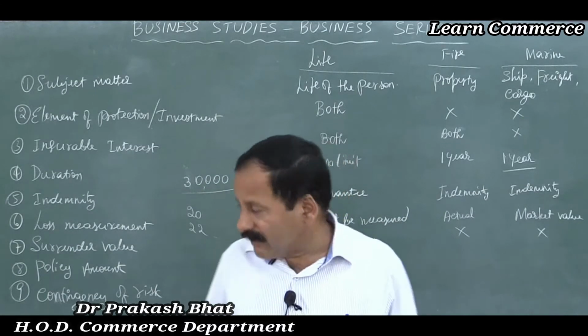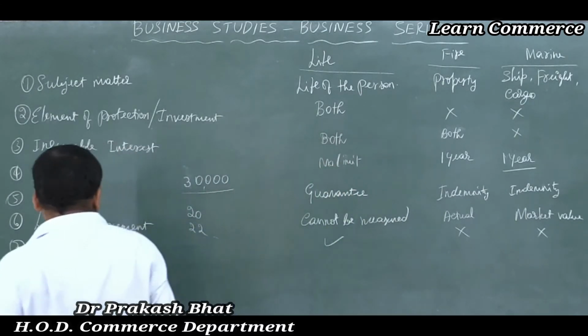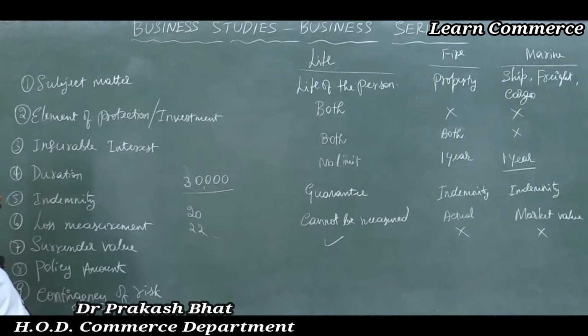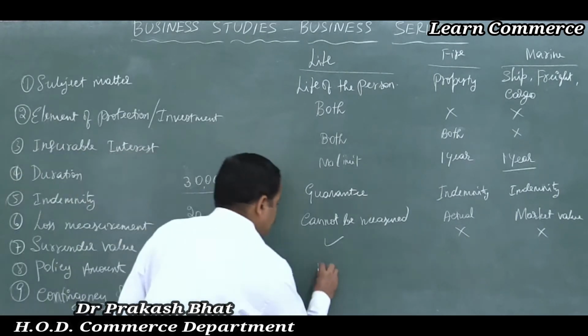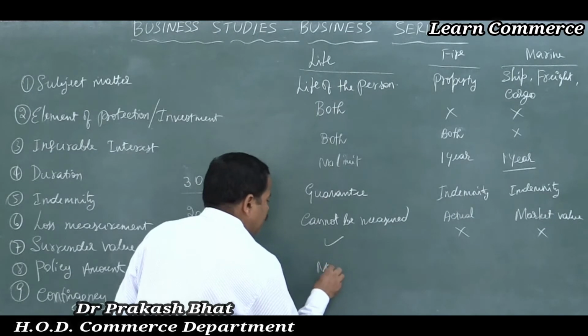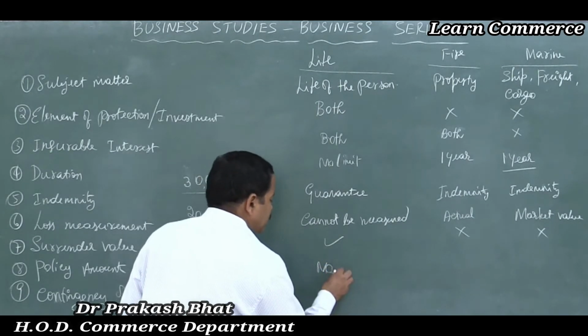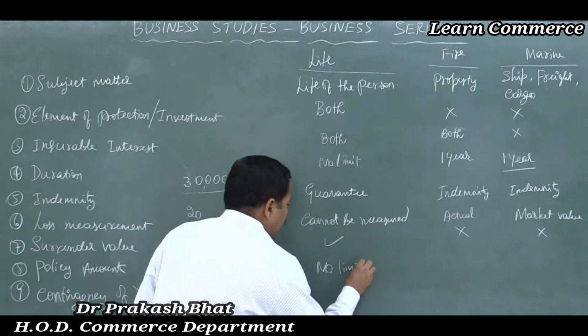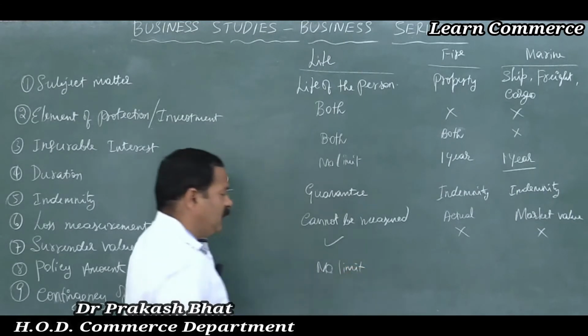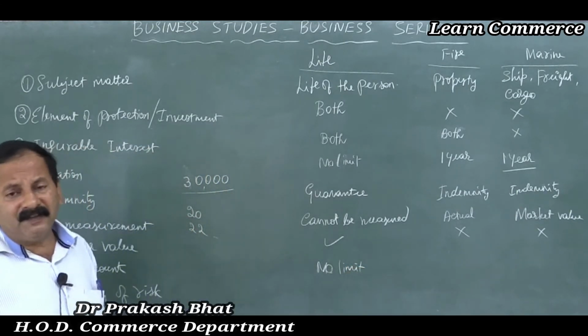So that is about the next point. Next one, policy amount. No limit. You can insure yourself for any amount, isn't it? Depending upon your income and your capacity to pay the premium.